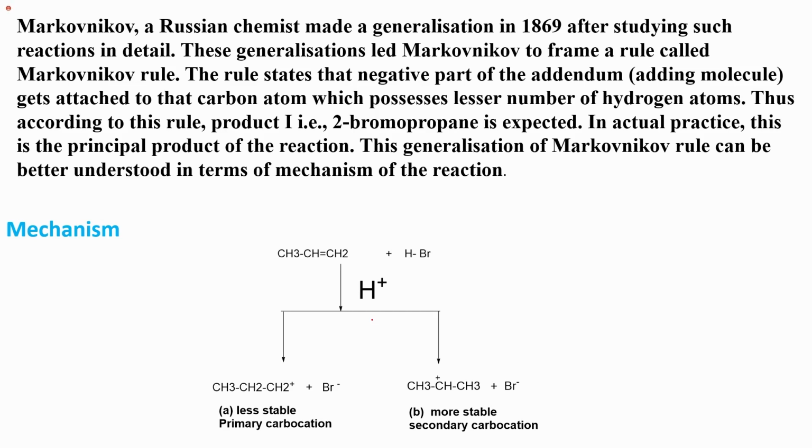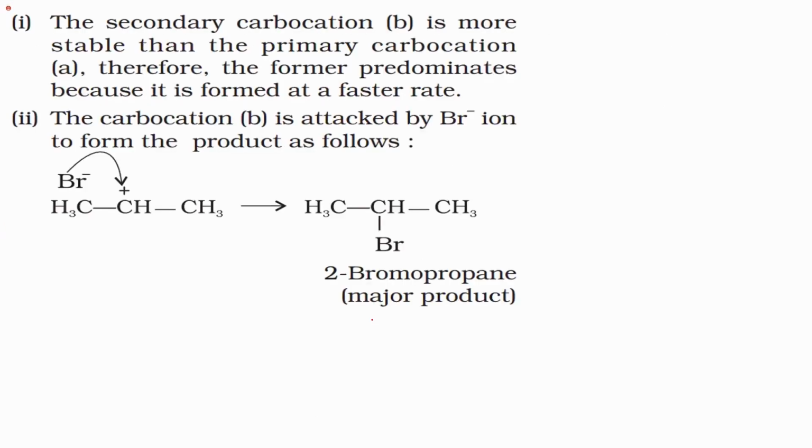In the presence of H plus, H plus will go and give the CH2 plus, as it is also showing the same way. The primary carbocation is less stable, and the secondary carbocation is the most stable. So then the Br minus, the negative addendum, will attack the secondary carbocation, and we get the 2-bromopropane molecule. The secondary carbocation is more stable than the primary carbocation, therefore the former predominates because it is formed at a faster rate.